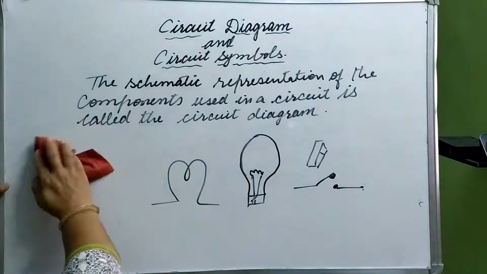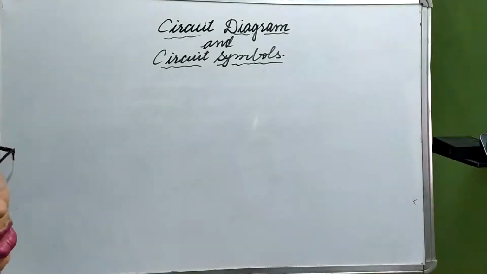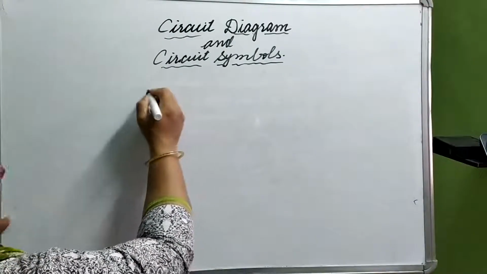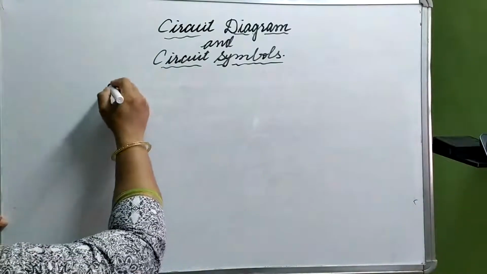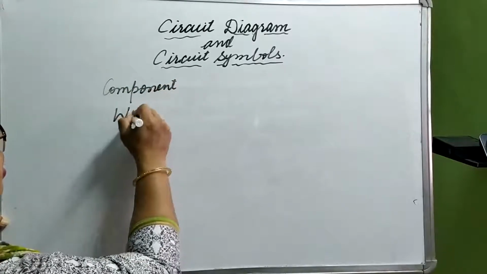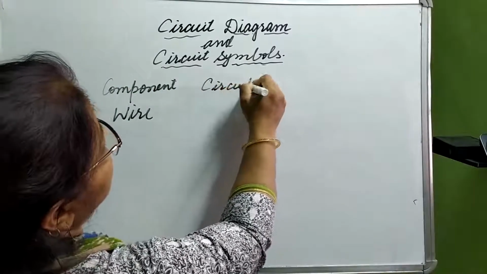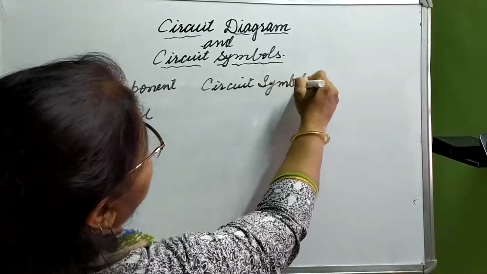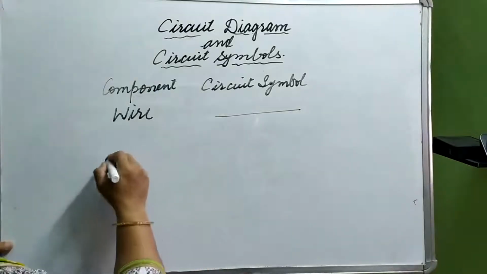Now these circuit diagrams contain symbols. What are the symbols? In your book on page number 159, there are some symbols given. I am going to draw some here and make it clear. Take a component like a wire. How to show it in the form of a circuit symbol? It is shown with a straight line. Then next is bulb.